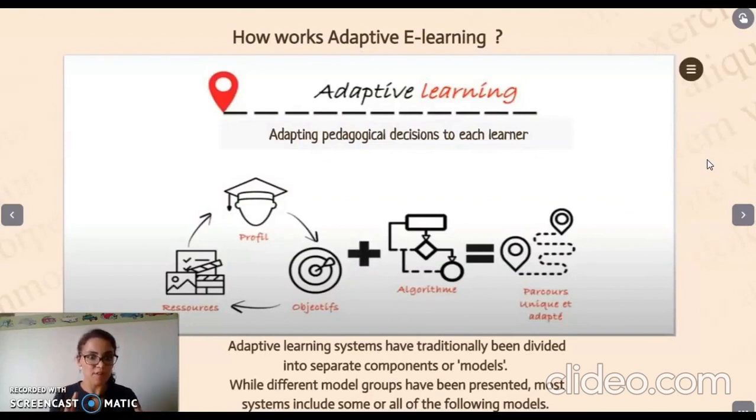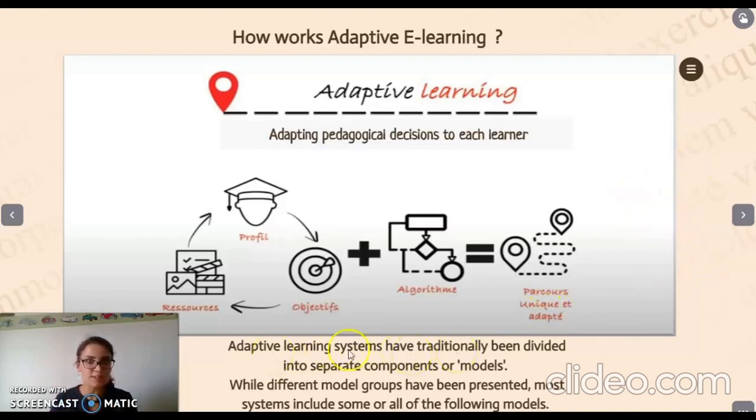you have to have a profile. Who is your learner, and what is your goal? What I said before, and what is your context? What is your appearance, we can say. And after this profile, we will adapt it with an algorithm, and you can have a course in French just for you and adapted just for your learning.